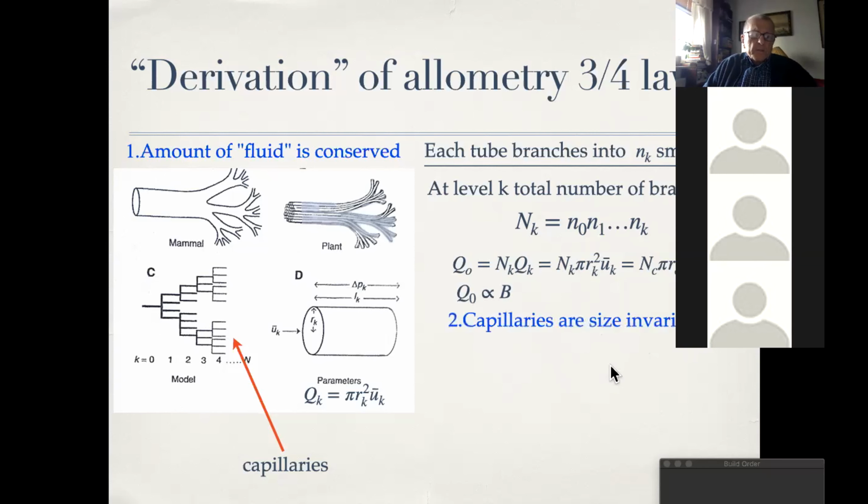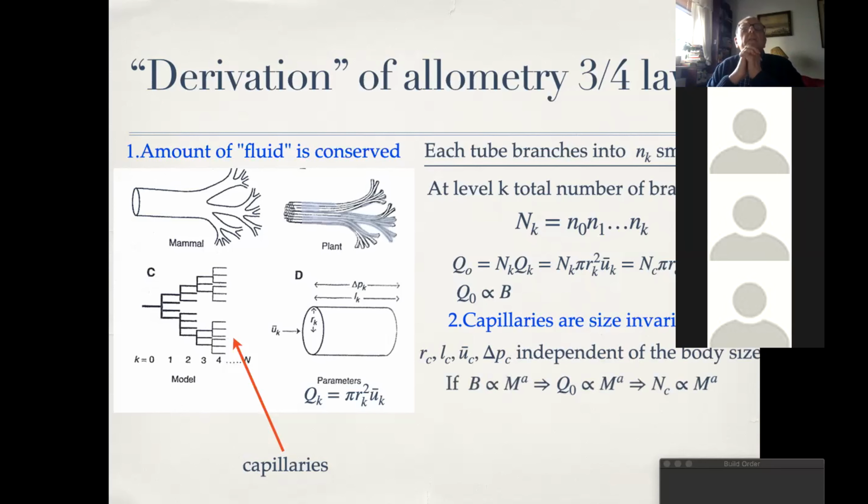If that assumption is made, we have to proceed further and make a next assumption that the capillaries are size invariant. If the capillaries are size invariant, that means that the radius of the capillary, which is the end level of our fractal, a length of the tube L sub c, the average velocity flow, and the pressure drop is independent of the total body of that living structure.